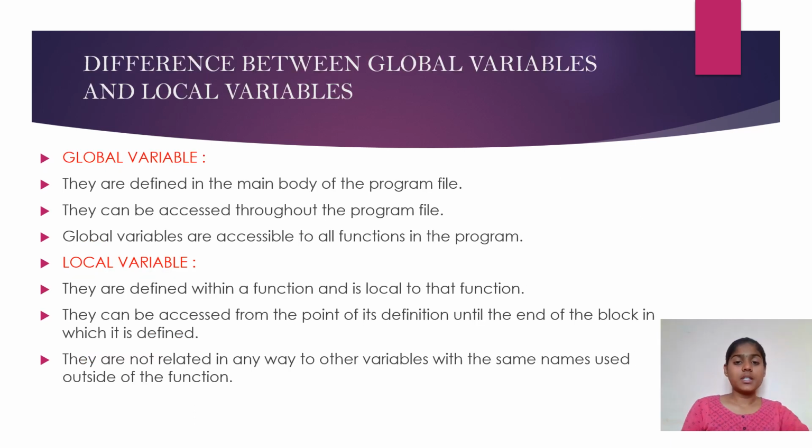Now let's see the difference between global variable and local variable. Global variables are defined in the main body of the program file. They can be accessed throughout the program file. Global variables are accessible to all functions in the program. Next, local variables. They are defined within a function and are local to that function. They can be accessed from the point of their definition until the end of the block in which they are defined. They are not related in any way to other variables with the same names used outside of the function.